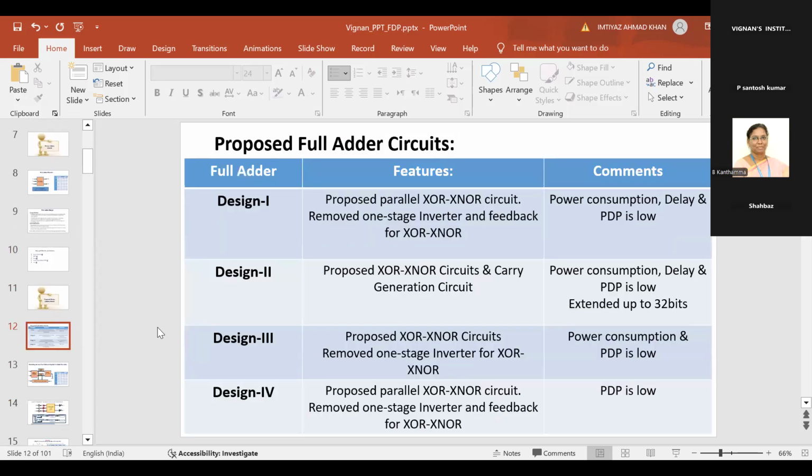I have explained four designs that I have proposed, and it will be beneficial for you. As BTech and MTech students, you can utilize and gain from these things, and after you implement them in your research and your project, it will be very easy to understand.